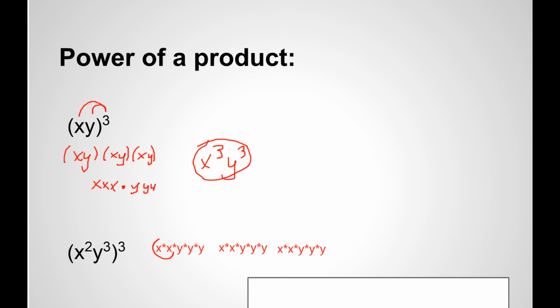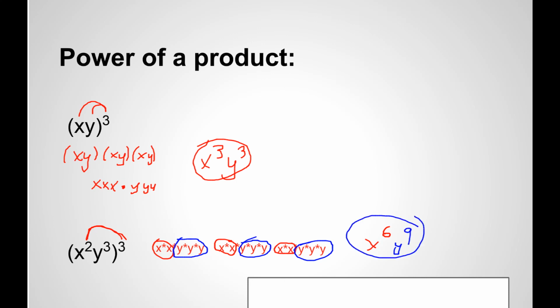And I can again rearrange everything. I'm not going to do that here, but basically just combine all of your x's. How many x's do we have? We have x to the 6th power, because this would be 2 times 3. And for y's we have 1, 2, 3, 4, 5, 6, 7, 8, 9. y to the 9th power. So our example here is, if we have a times b to the n, we would essentially distribute it in, and we would have a to the n times b to the n.